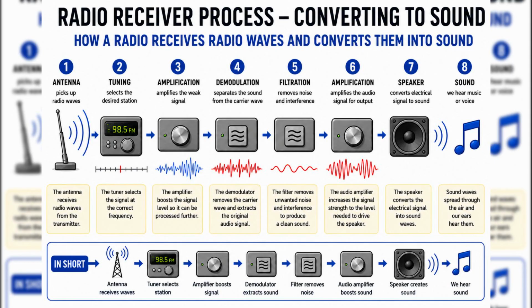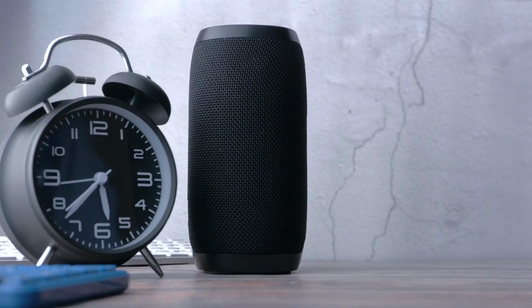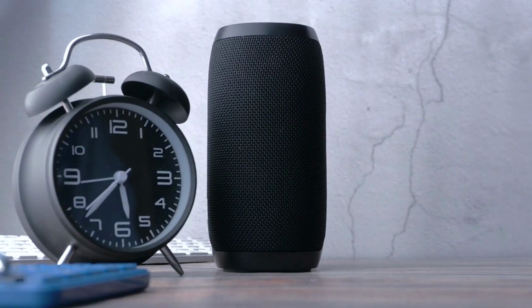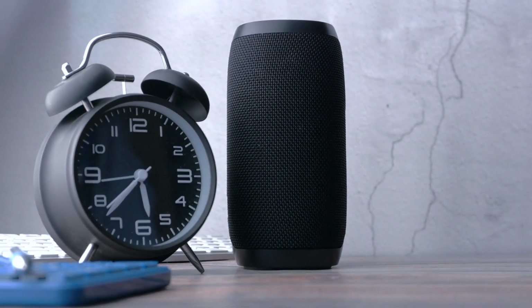Once the desired signal has been isolated, the next step is demodulation. This is the process of extracting the original audio information from the carrier wave. In AM radio, the receiver analyzes changes in the amplitude of the wave, while FM receivers detect changes in frequency. The demodulator removes the carrier component and reconstructs the original electrical audio signal that was created by the microphone at the broadcasting station.